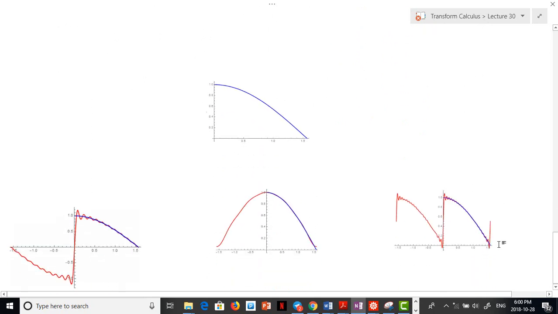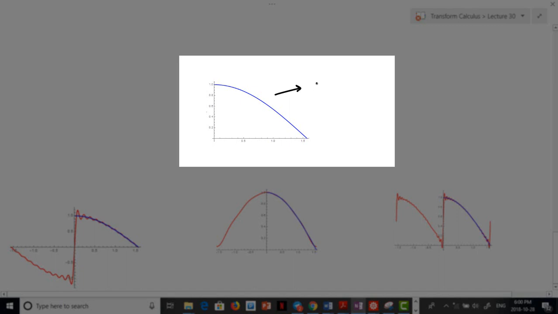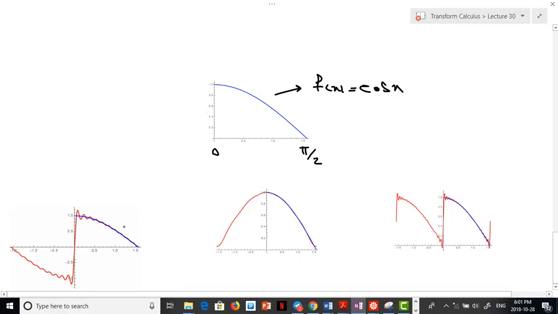Here you can see we had this function, the blue one. We wanted to find the Fourier series of f(x) equal to cosine x in the range of 0 to pi over 2. At first, we said we can reflect our function with respect to the origin, so as a result we have an odd function. We could find the Fourier series of an odd function, which is a sine series. But what we have to look at is this range, because the problem just asked us to find the Fourier series in the range of 0 to L.